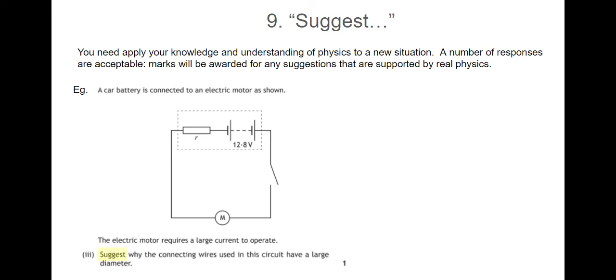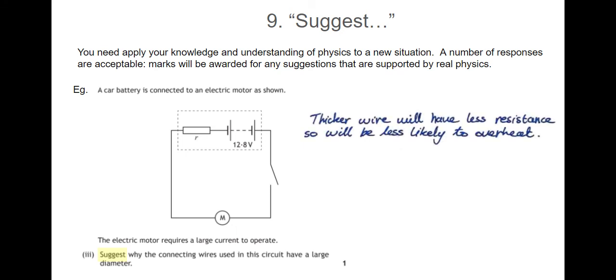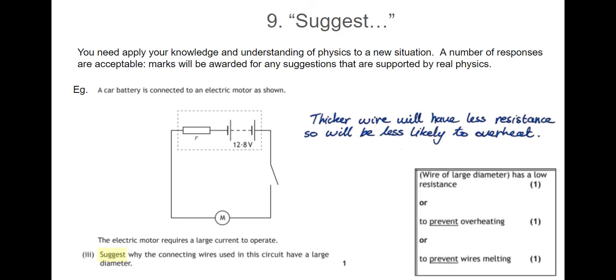Well, I could suggest an answer that thicker wires will have less resistance and so are less likely to overheat. They accepted any of these answers: wires of large diameter have a low resistance, or it will prevent overheating, or it will prevent the wires melting.